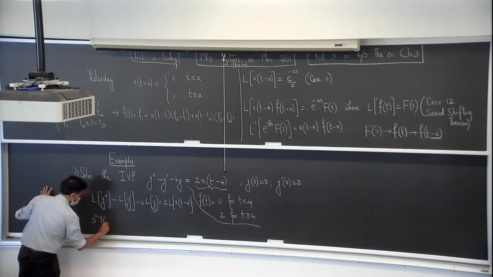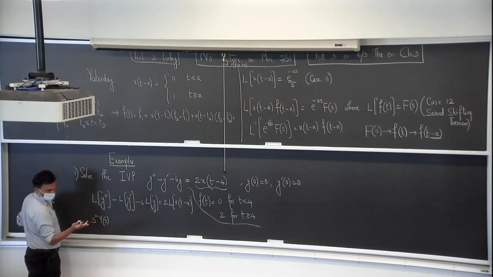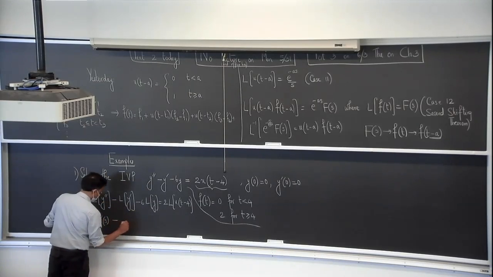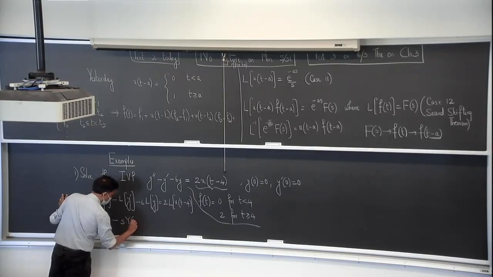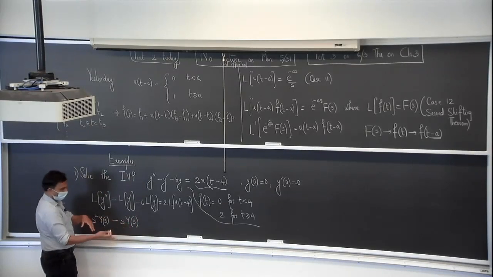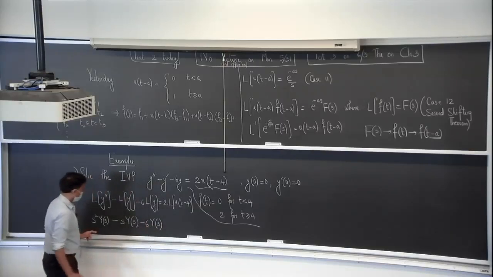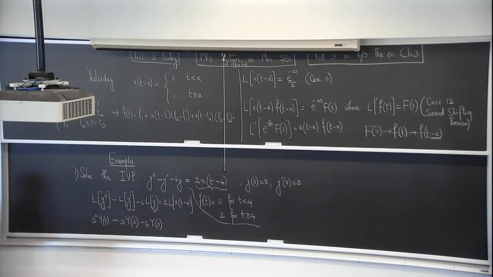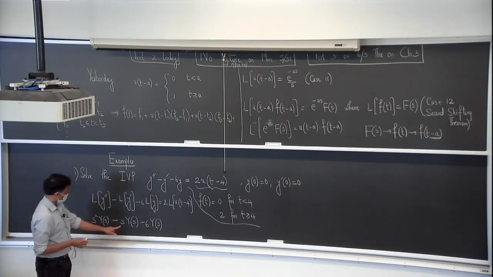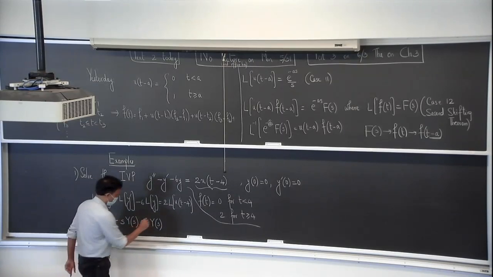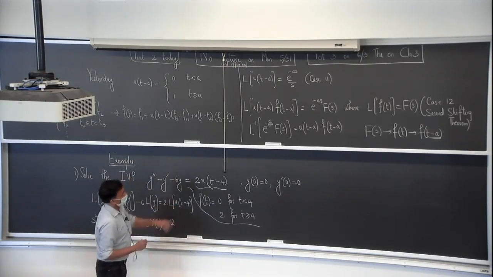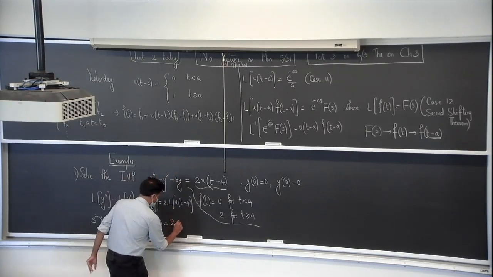It's a pretty straightforward process here. So s squared Y of s minus s y of 0, that's 0. Then you have minus y prime of 0, that's also 0. Minus s times Y of s minus y of 0, that's 0. Minus 6Y. You're going to recover the characteristic equation that you would usually see in chapter 2 when you write these terms with capital Y of s. And that's equal to 2 times the case number 11 transform, which is e to the power of negative 4s over s.